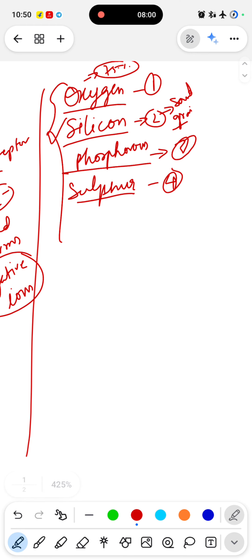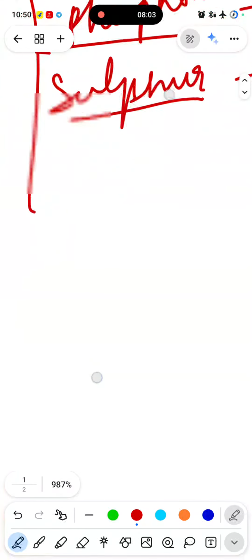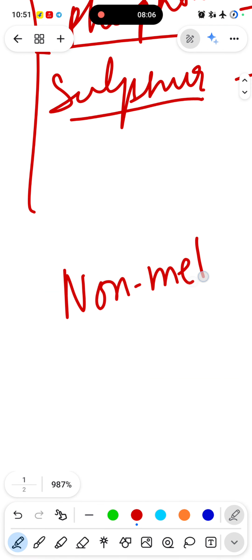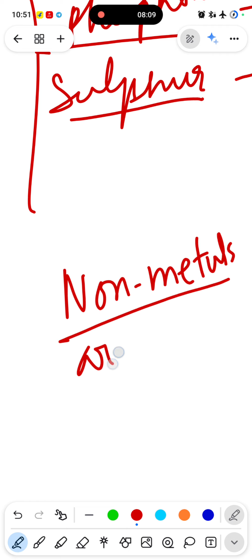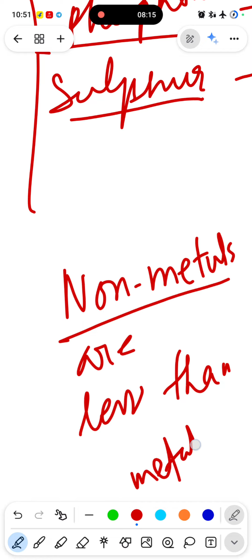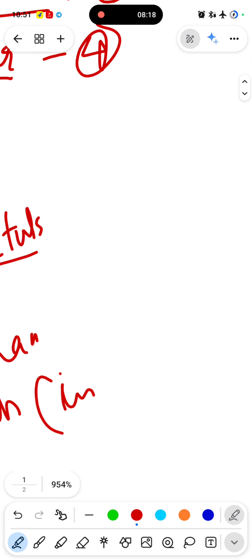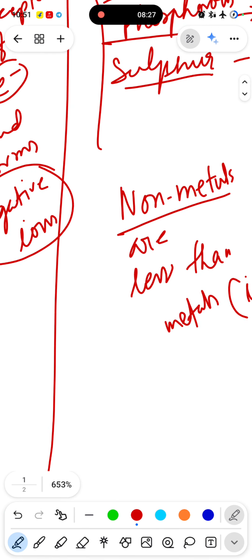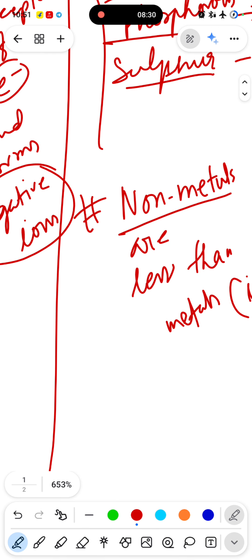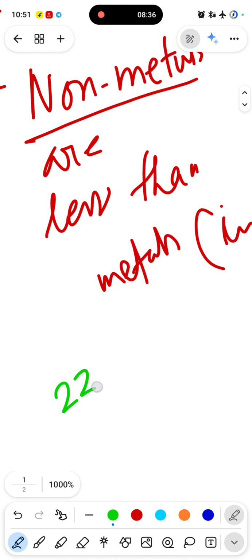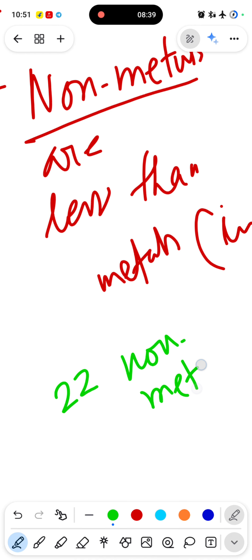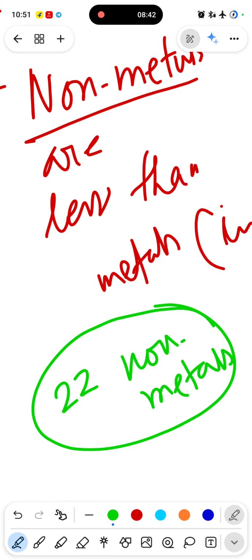Now, one thing to note is that non-metals are lesser than metals in quantity, not in number. Now, what does it mean? Basically, there are only 22 non-metals. Yes, you heard it right. There are just 22 non-metals at all.